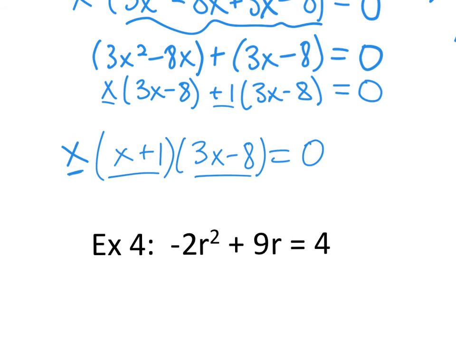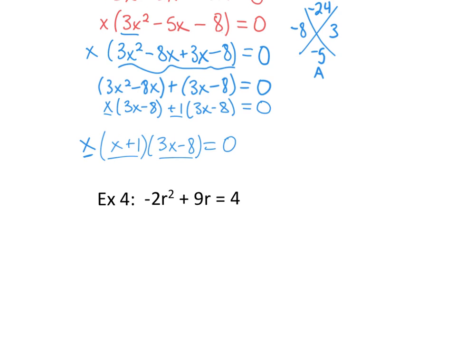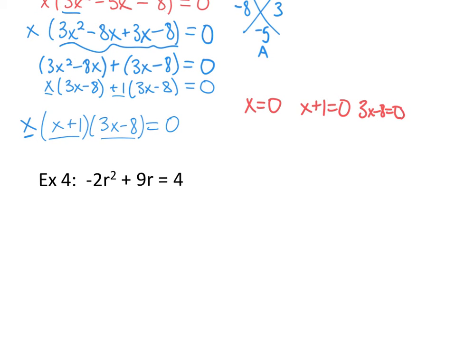One, 2, 3. So I should have how many answers? 3. Gotta break those apart. So I'm gonna go over here where I got room because I wrote a little big. X is 0, x plus 1 is 0, and 3x minus 8 is 0. Solve them. Tell me what the answers are. X equals 0, x equals -1.